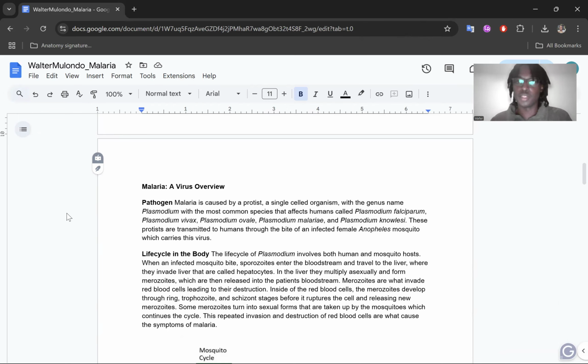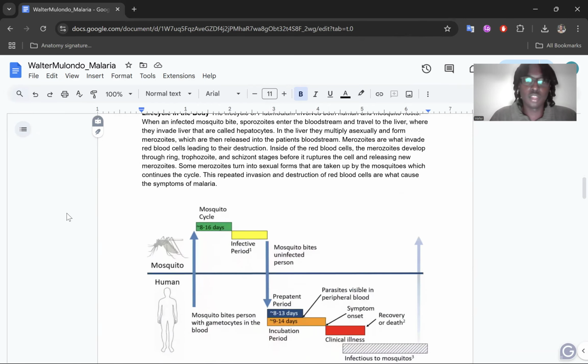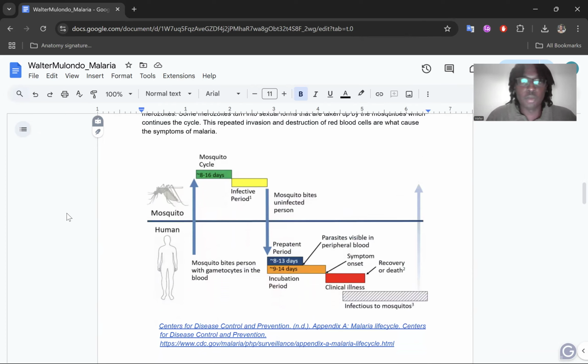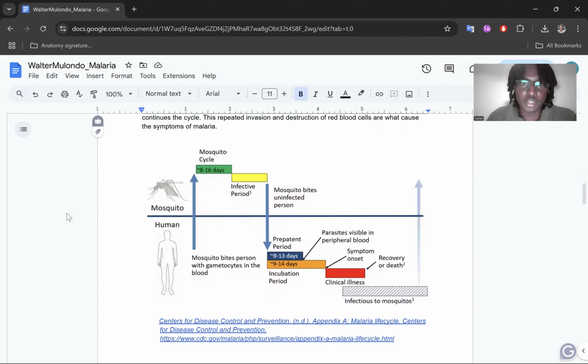This shows the mosquito also taking more of the pathogen from the infected person when drinking their blood and giving it to another person, essentially. Here you can see a graph that shows the human and the mosquito. The mosquito cycle is about 8 to 16 days. And you can see here the mosquito bites a person with the gametocytes in the blood. This is how the mosquito gets the pathogen that causes malaria in humans.